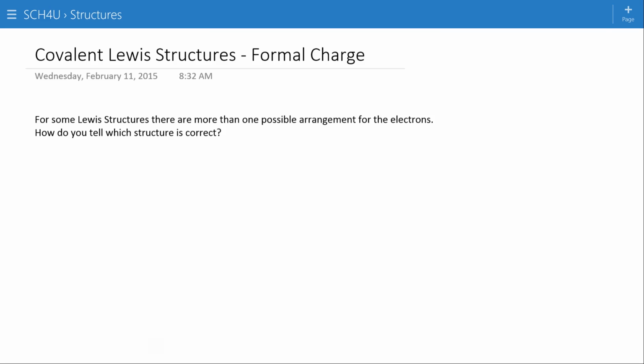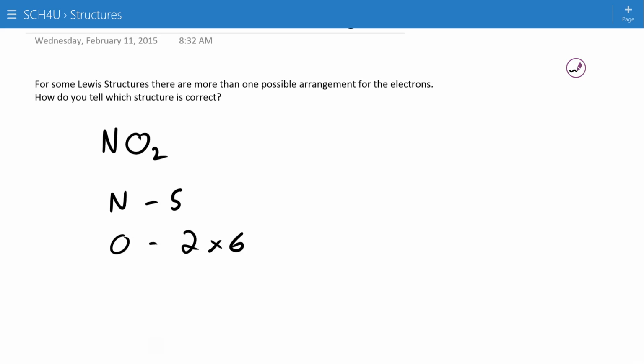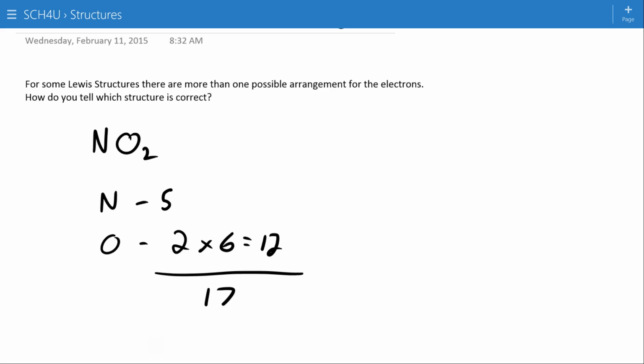Let's say you had the Lewis structure for our first example. The molecule here is going to be NO2. N contributes 5 valence electrons. Oxygen contributes 2 times 6, or 12 valence electrons. The total here is 17 valence electrons.